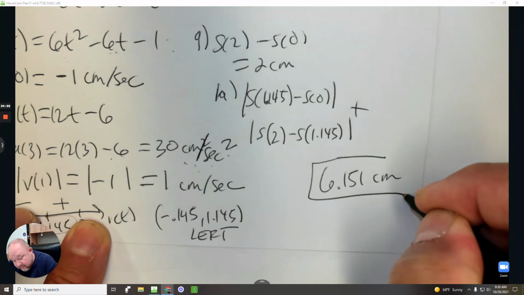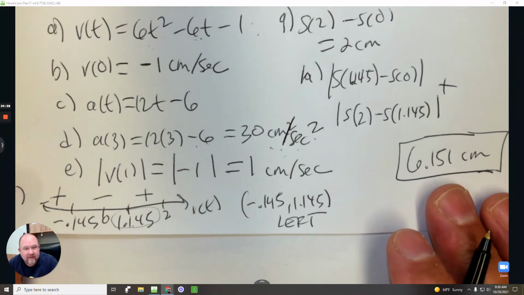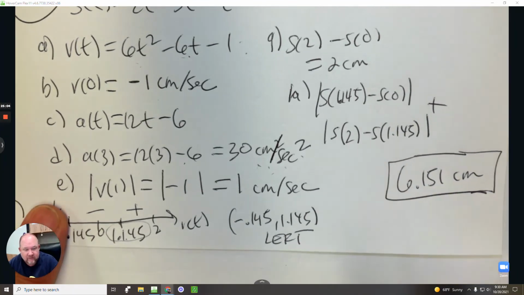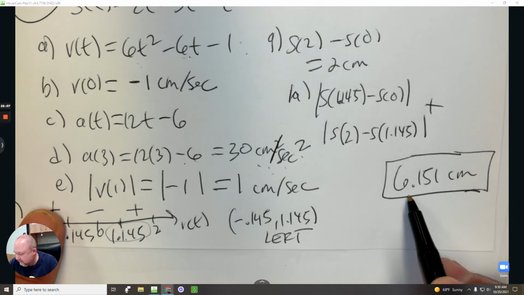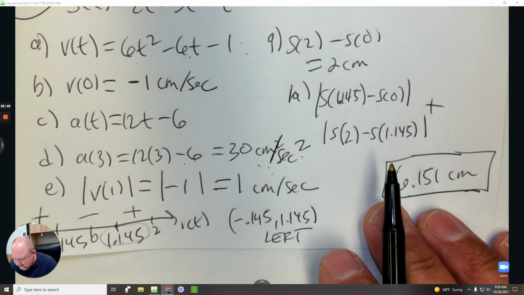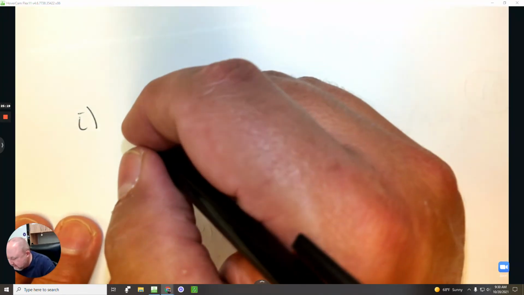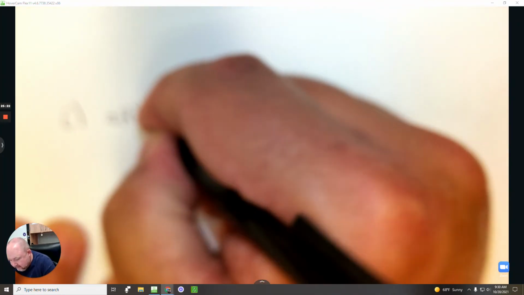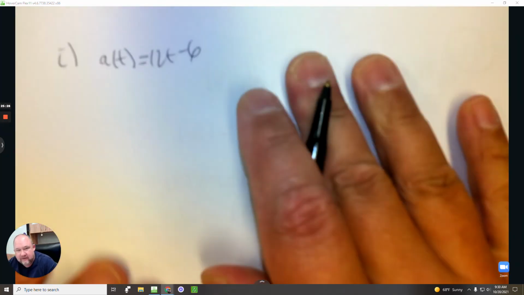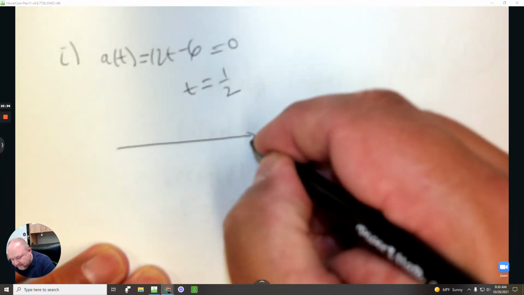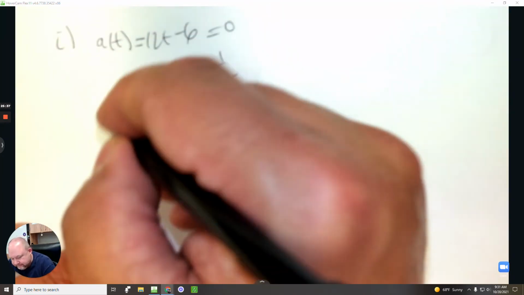And that's in centimeters. So total distance, you have to think if the object changed directions, and you want to know the distance it went in the one direction and the distance it went in the other direction. It's all positive numbers you add up, and there's total distance. Number 10, we're on I. When is the object decreasing? So velocity is decreasing when the acceleration is negative. So again, the acceleration is 12t, subtract 6, make it equal to 0. And so t is a half when it's equal to 0.